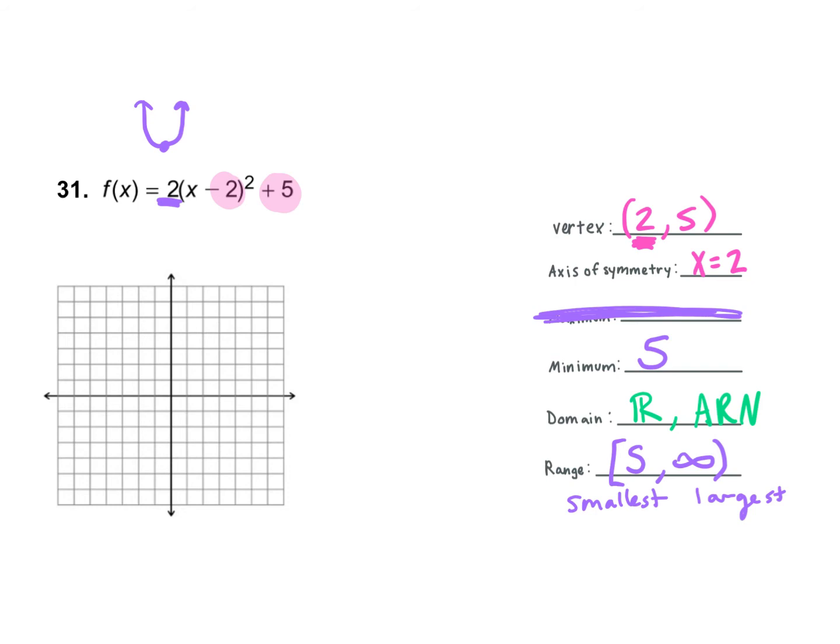So now let's graph this. What should I graph first? My vertex, so I'm going to go to the right 2, up 5. My axis of symmetry goes right down the middle.